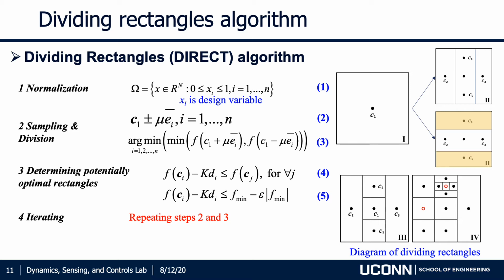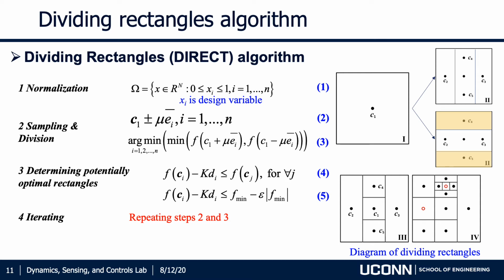Sampling means calculating the objective function values at the center of the rectangle or cube. As shown in equation 2, mu is one third of the side length of the rectangle. By comparing the minimum objective values, we can conduct the next division at the corresponding rectangle.